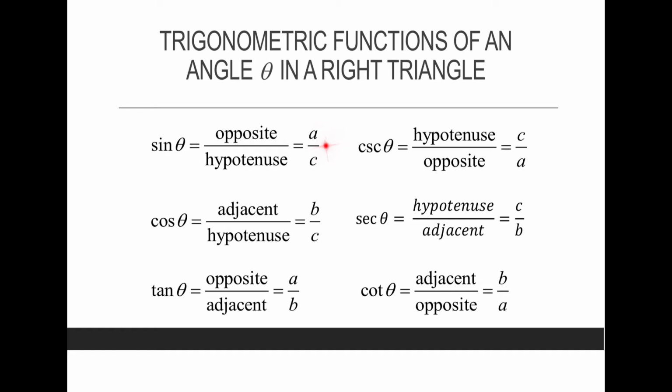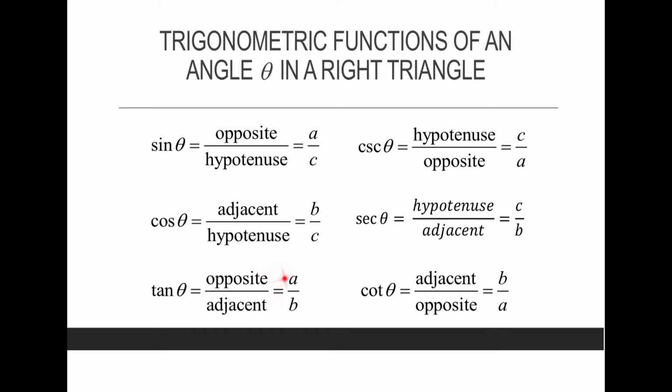I want to point out that the hypotenuse in a right triangle is always the largest side. So for sine and cosine, these values are always between 0 and 1. Always between 0 and 1. Because the larger number is always on the bottom.